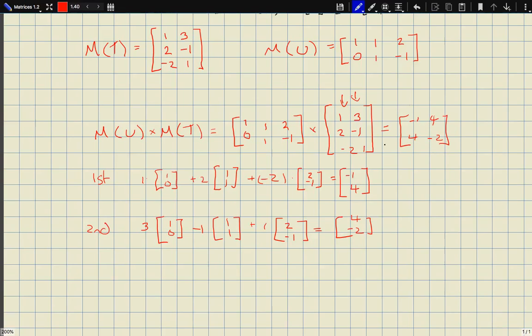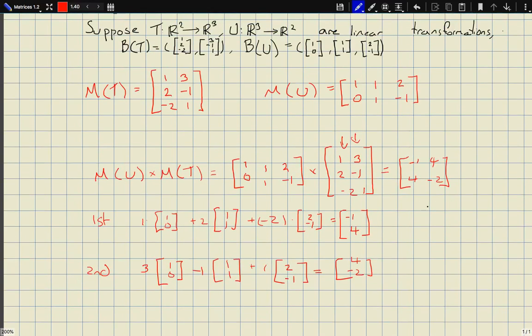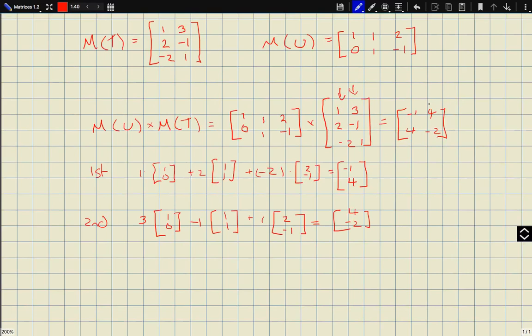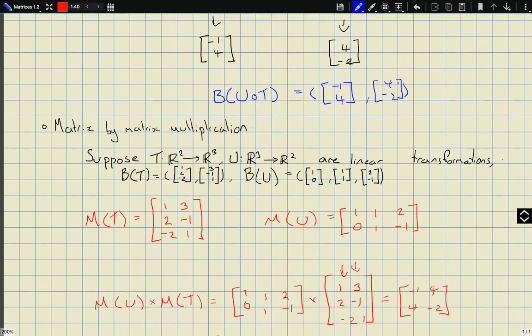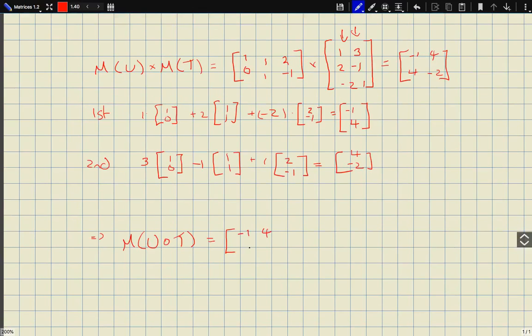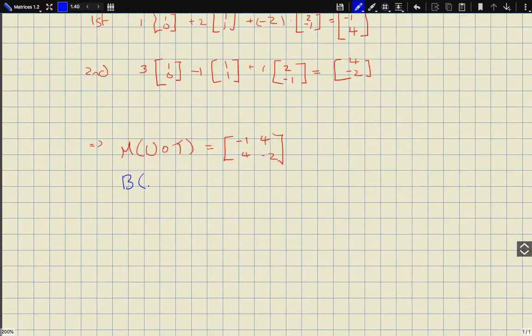And so you can see that this matrix here, our left here, is going to be our first basis vector, -1, 4 of u of t, and our right-hand side here is 4, minus 2, which is this second vector of the basis of u of t. Okay, so therefore the matrix of u of t is equal to -1, 4, 4, -2, and the basis of u of t is -1, 4, 4, -2.